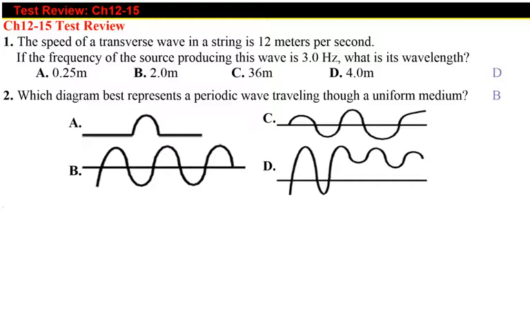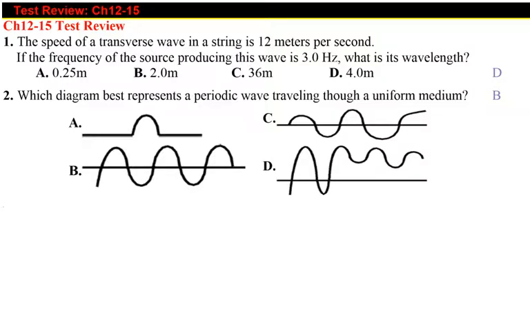The next question says, which best represents the periodic wave traveling through a uniform medium? I wanted to tell you something here that I did not mention in the lesson. The wave is produced by mechanical vibration. If somebody has a rope and shakes 10 times within 1 second, the frequency is 10 hertz. Depending on how many vibrations happen in 1 second, that's the frequency. The frequency depends on the source. It cannot be changed. The source just produces a certain frequency and that's it.